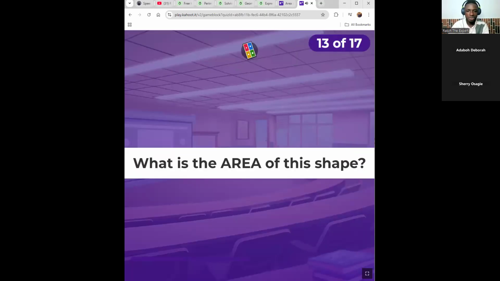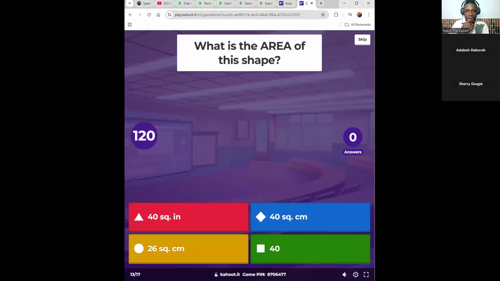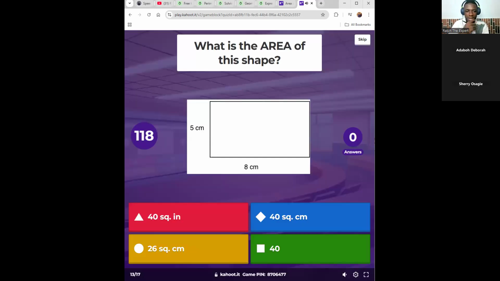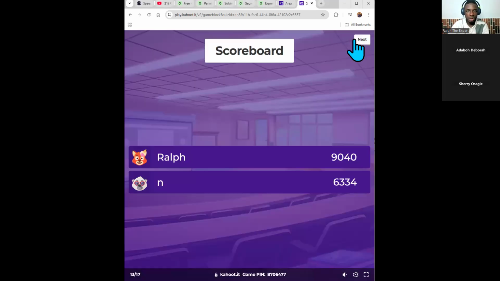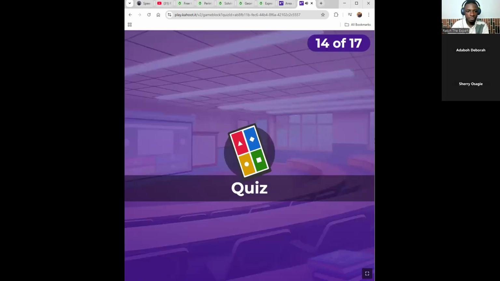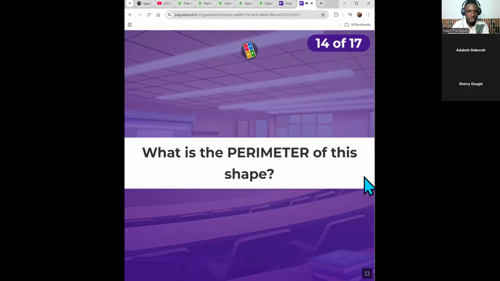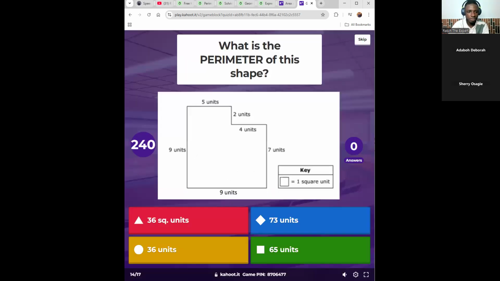What is the area of the shape? Now it's area. Good, good, well done. Now it's area. Okay, the next one, let's see. We have 3 questions left. What's the perimeter of the shape? Now it's perimeter. Perimeter.